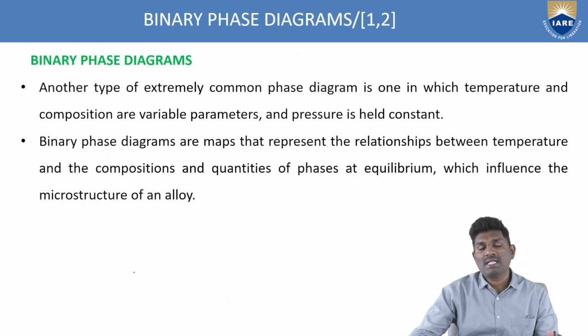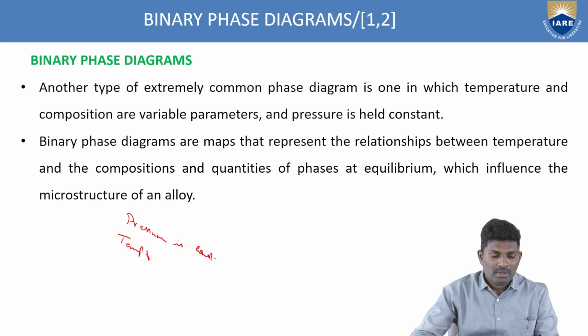So another type of phase diagram we have discussed is the binary phase diagram. So the one component or unitary phase diagram is the first one. The second one is the binary phase diagram. Another type of extremely common phase diagram we are drawing here, in which temperature and composition are variable parameters and pressure is constant. Here pressure is constant and temperature and composition are variable. This type of system is called a binary phase diagram.